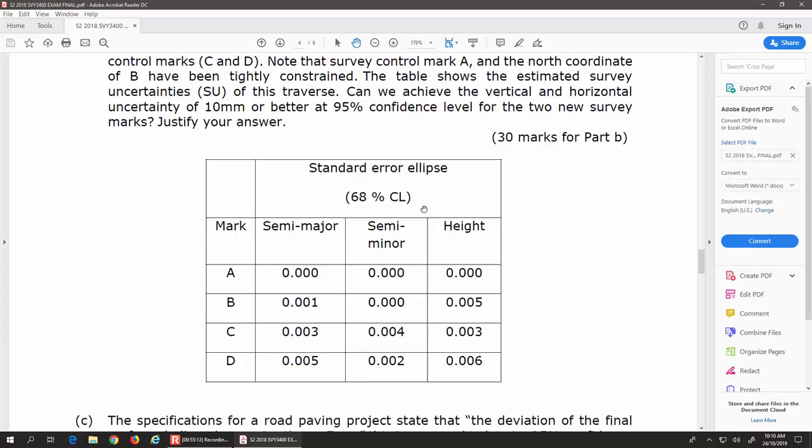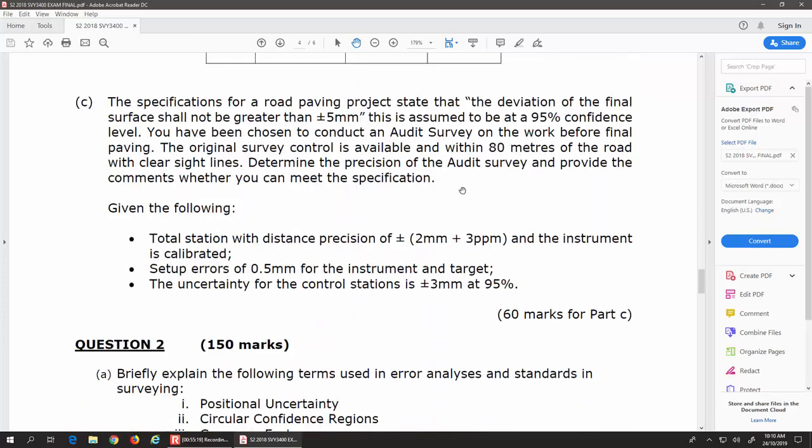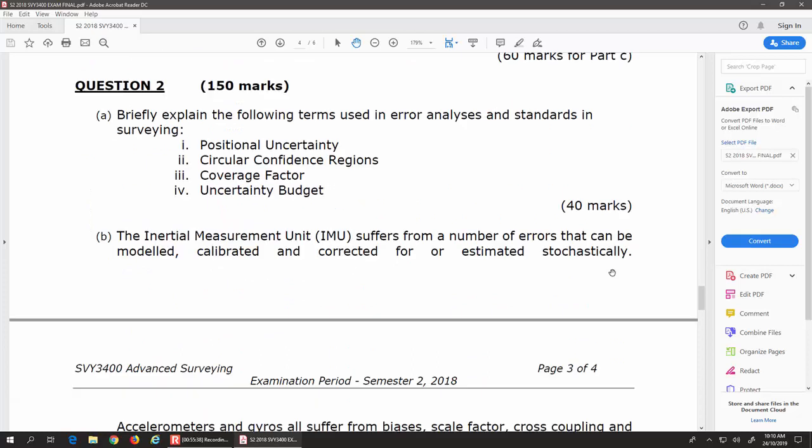This is the one I told you many students got trapped in, converting from 68 to 95. This is the one I told you I would expect you to do, formulate the problem for me. Again, be careful about 95 and 68%, because when I'm telling you the total station precision, I mean 68. There you go. Okay, are we good? So that's what we know so far.